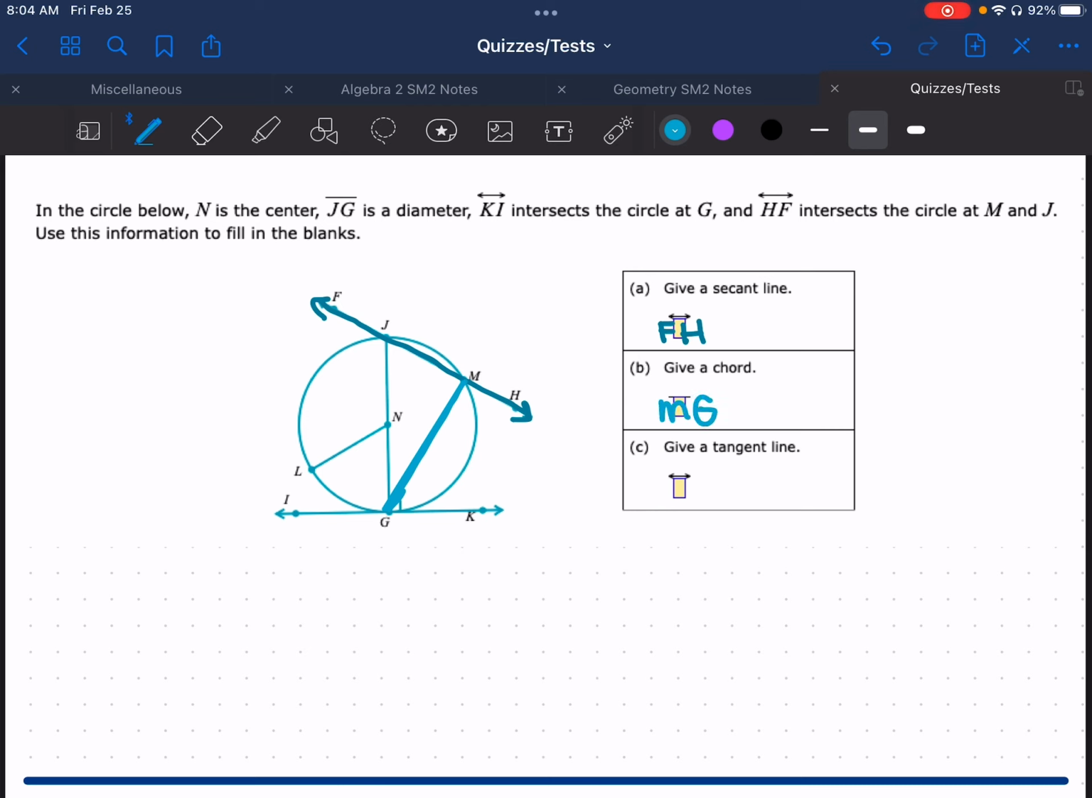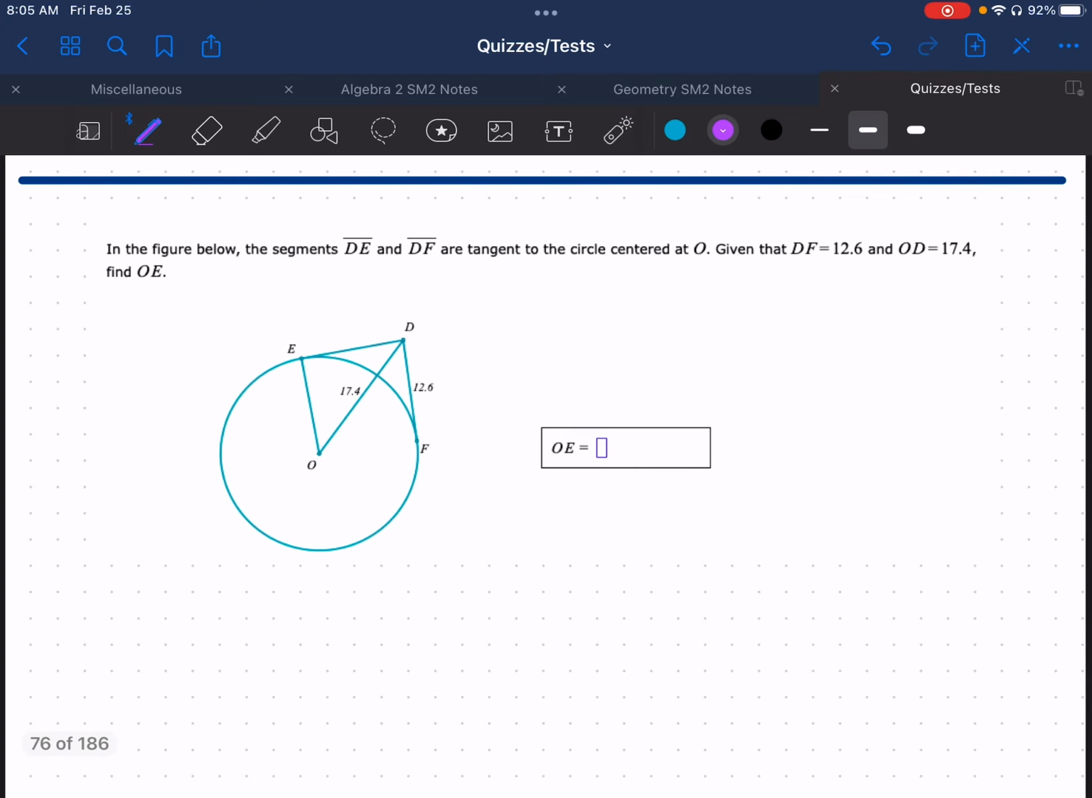But I also could have used JM, because this is a chord as long as I just think of it as the segment from J to M. All right, and the tangent line, they kind of gave me the tangent line when I read the instructions to you, and they gave me the tangent line right here. Remember, a tangent line can only touch the circle at a certain spot, and so here is my tangent right here. The tangent just kind of skims right along beside the circle, so they actually named it for me, KI.